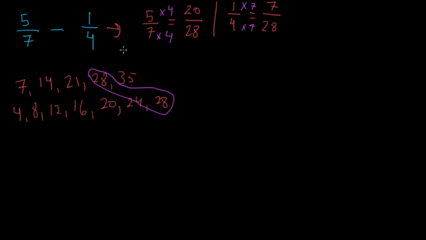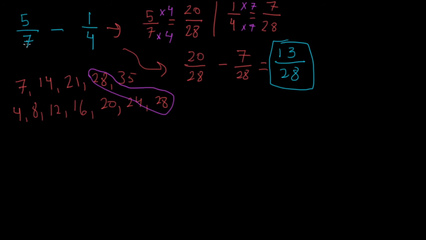So our new problem is 20 out of 28 minus 7 out of 28 is 13 out of 28. And that's our answer. So 5/7 minus 1/4 is 13/28.